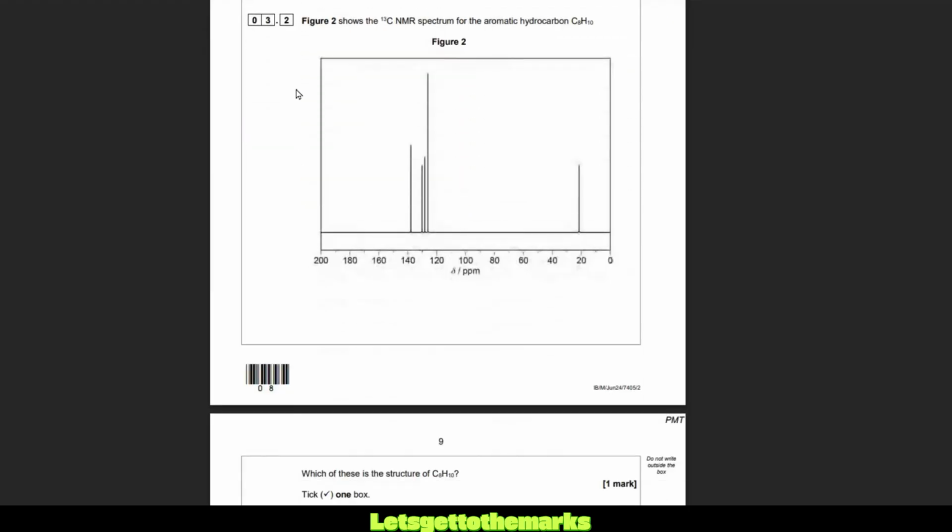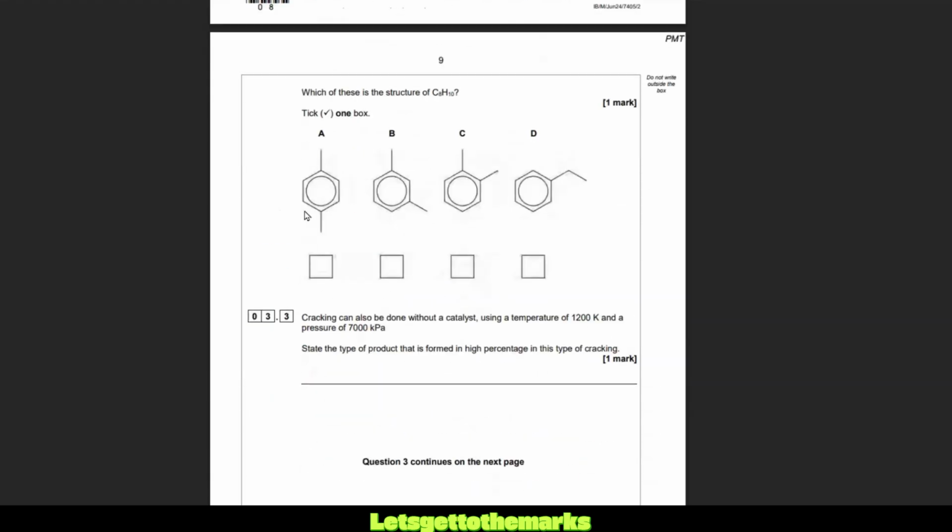3.2. Figure 2 shows the C13 NMR spectrum for the aromatic hydrocarbon C8H10. Okay, lovely. How many peaks, peeps? Can you count the number of peaks? 1, 2, 3, 4, 5. We're probably going to need that. All right. Oh, yes, we are.